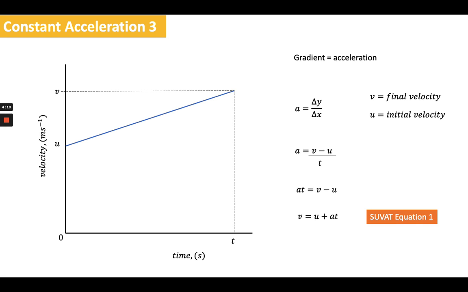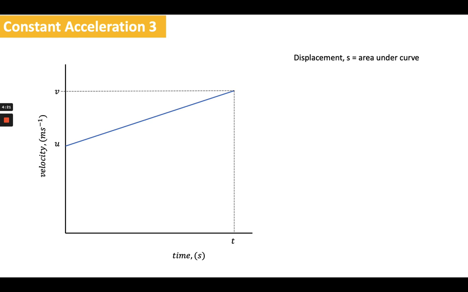Okay, so we've started by finding the gradient and we found an expression for the acceleration, and then we've managed to rearrange that into our first SUVAT equation. So if we found the gradient, now let's find the displacement, or the area under the curve. Okay, so I know that the displacement S will equal the area under the curve. So it's exactly the same situation. And this time I want to find the area under the curve.